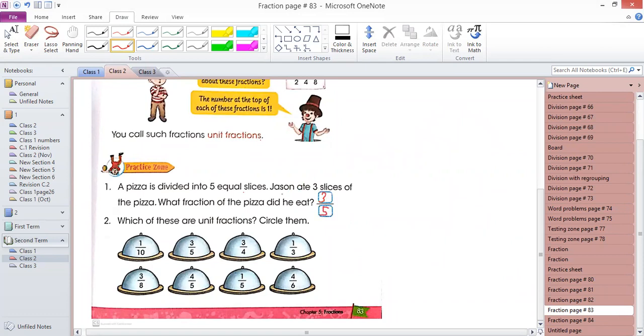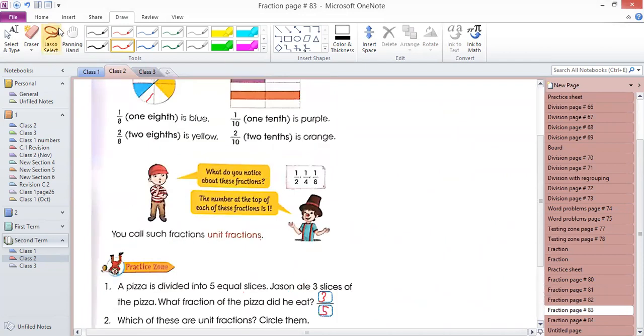3 over 5. Before question number 2, guys, I would like to revise unit fractions. I told you that the fractions which have 1 as the numerator are unit fractions. Look here, what do you notice about these fractions? The number at the top of each of these fractions is 1. So these are all unit fractions.